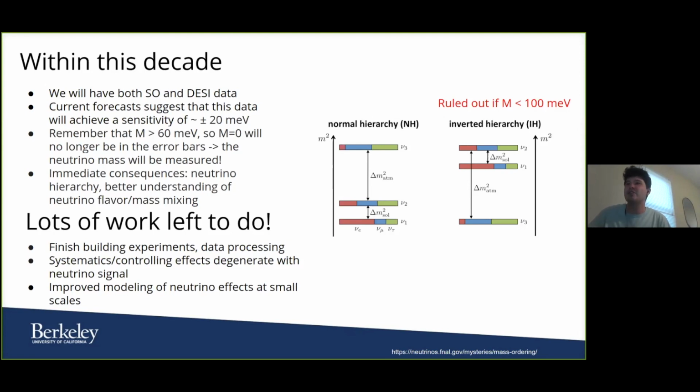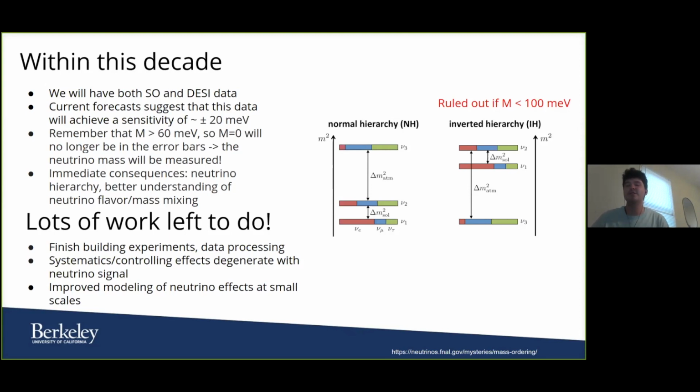And then also just knowing some of the masses helps you constrain some of the other mixing properties between different flavors and masses of neutrinos. That being said, there is a lot of work that's left to do in order to make this happen. Obviously, you have to finish building the experiments, and once they're built and start taking data, you have to do a lot of processing in order to actually get decent maps. There are lots of systematics that are involved with making this measurement.